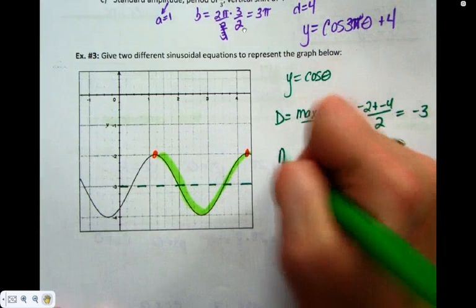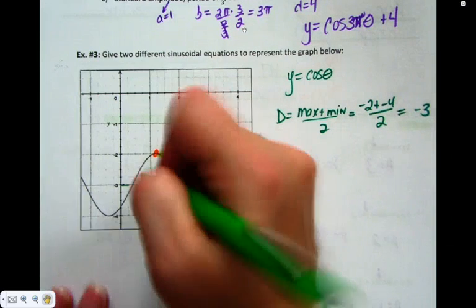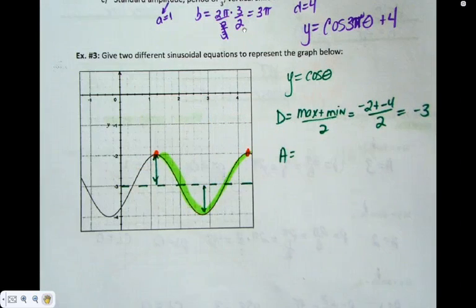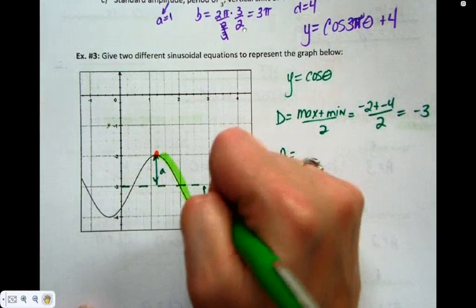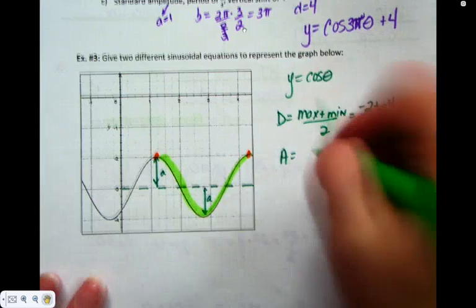Then I do the A value next because A depends on D. The definition of A is the center line to the max or the center line to the min. It doesn't matter, they're both going to be the same distance. That's always going to be your amplitude. That's the second reason I like to draw it, because then I can see it visually to count. How many units between the center line to my max or the center line to the min? It's 1.